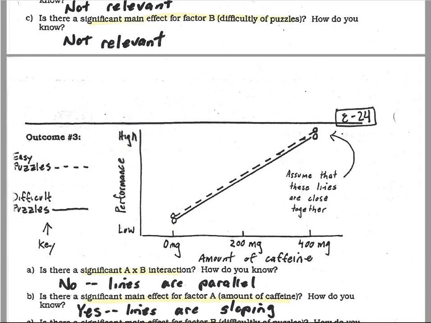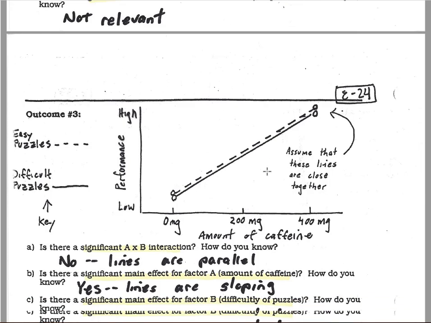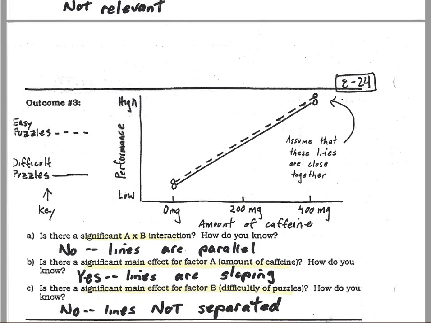Well, question C, is there a main effect for factor B, difficulty of the puzzles? Nope, there is no main effect for factor B. How do you know? Because the lines are not separated. I added a note. Let's assume the lines are close together. Difficulty of the puzzles made no difference.